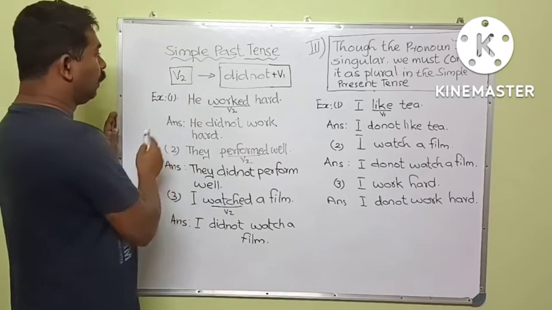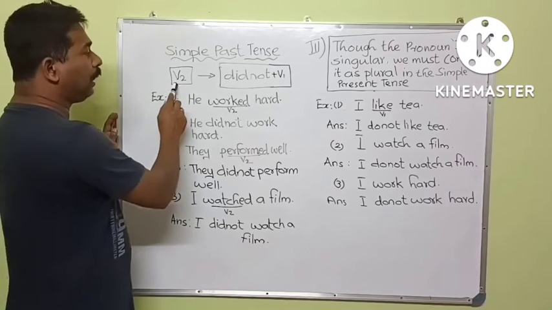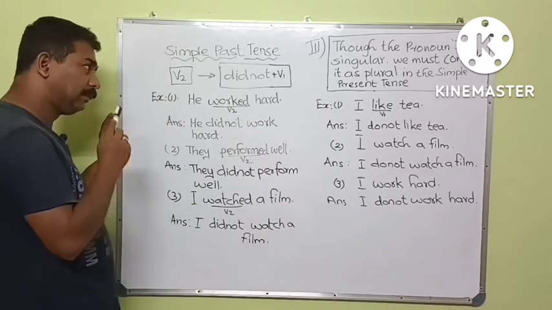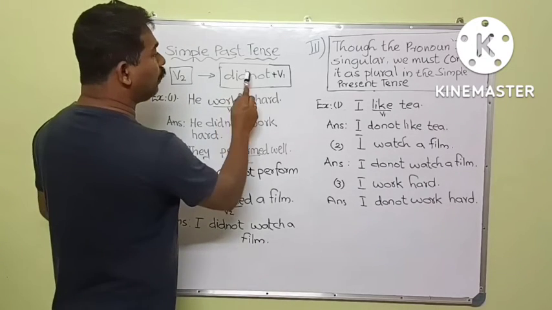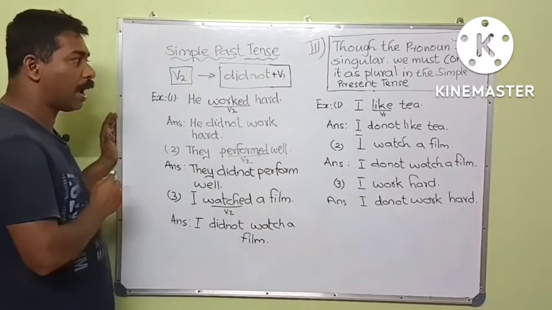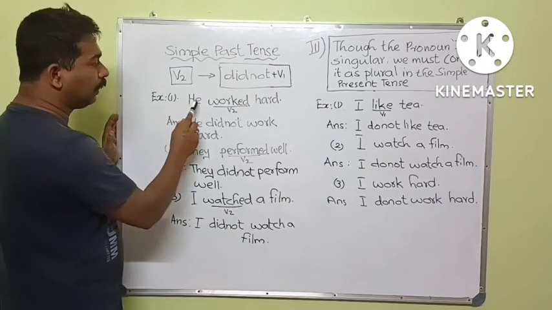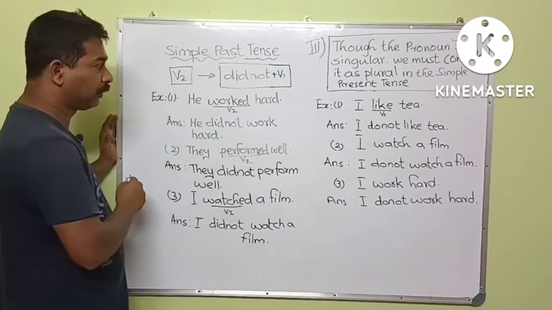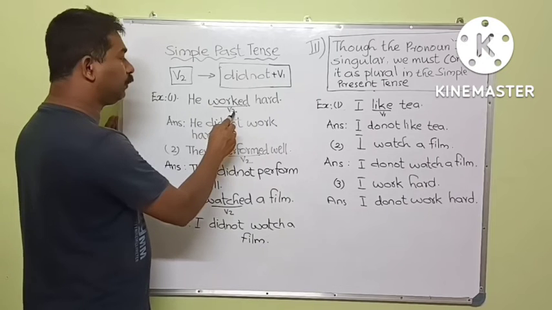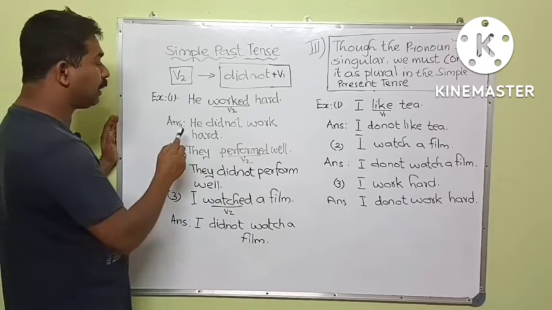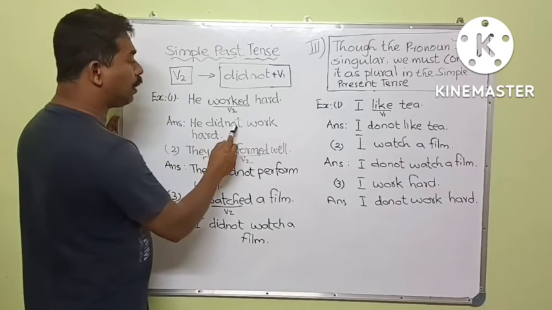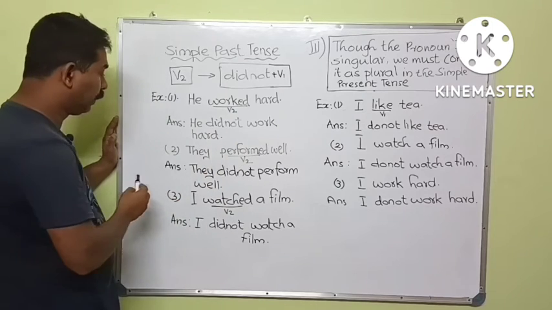Simple past tense. In simple past tense, we have verb number 2 form. Then we can write did not plus verb number 1. Example number 1, he worked hard. Worked is the second form of the verb, so we can write the answer, he did not work hard.